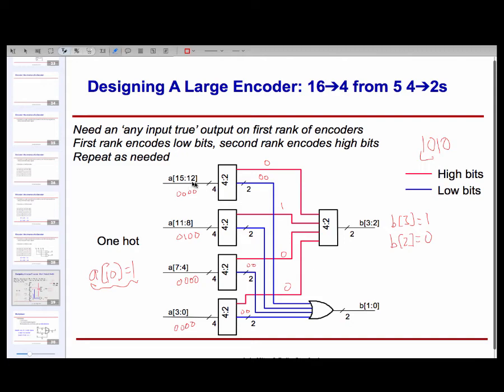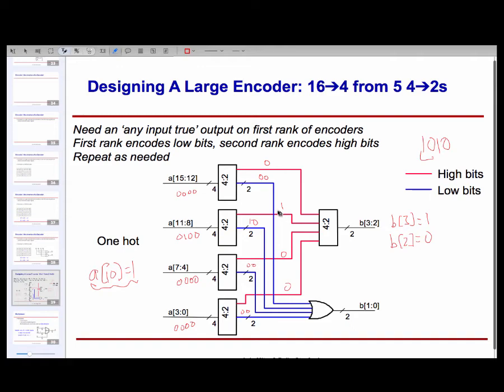Okay. What about this guy? What do you think we'll see out here? So it's a 4 to 2 encoder. It is seeing 0, 1, 0, 0 on the input. What do you think would be on the output of this 4 to 2 encoder? 1, 0. Excellent. Did anyone not see why we are going to get 1, 0? I mean, I have 4 lines, so it has 4 inputs, 0, 1, 2, and 3. It's input number 2 which is high, and therefore the output would be 1, 0.